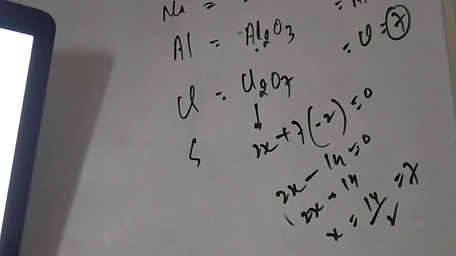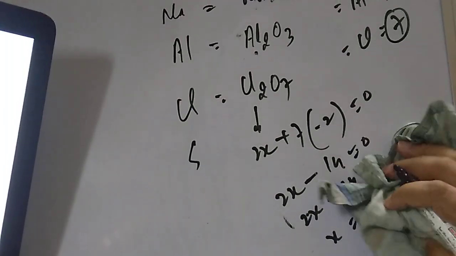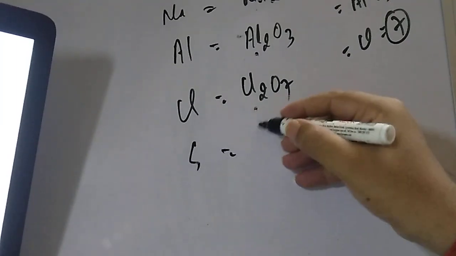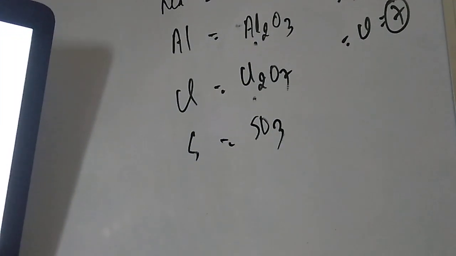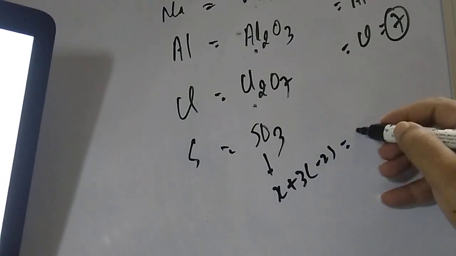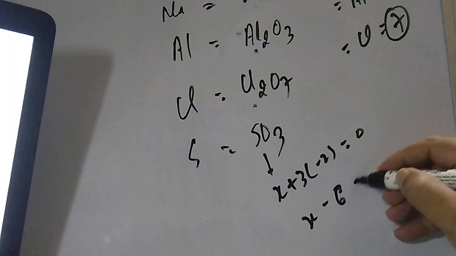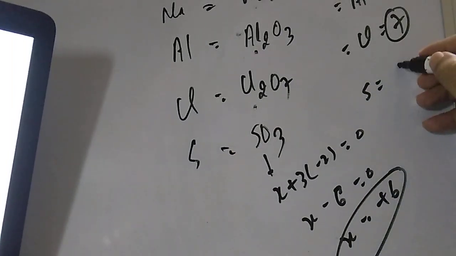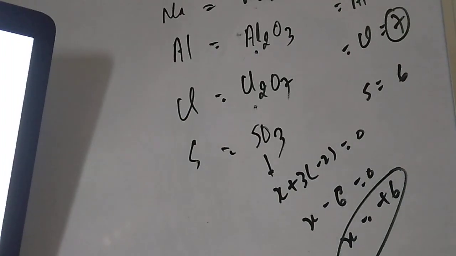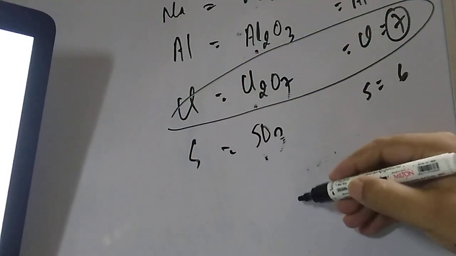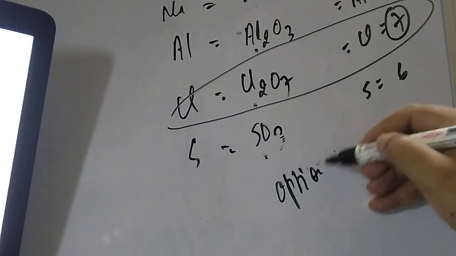If we talk about sulfur, student, what kind of compound does it mostly form? Either SO2 or SO3. I am taking SO3. So in SO3, x plus 3 times (-2) equals 0. So x minus 6 is equal to 0, so x is equal to plus 6. So the maximum sulfur valency is 6. So which one has the highest valency out of these, student? Chlorine is the correct option. Student, the correct option is option number 3.